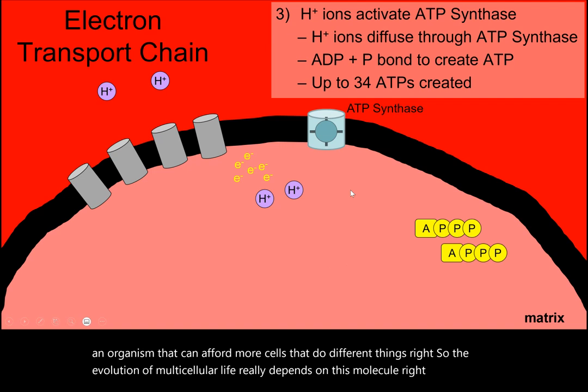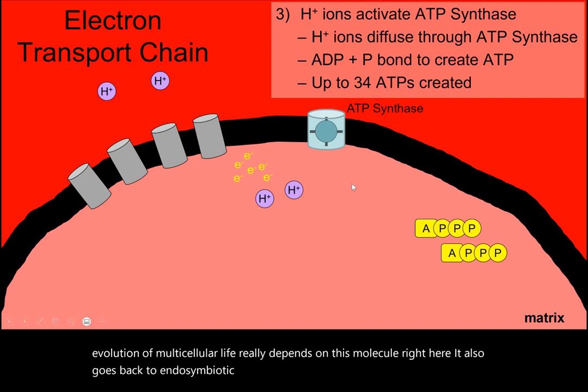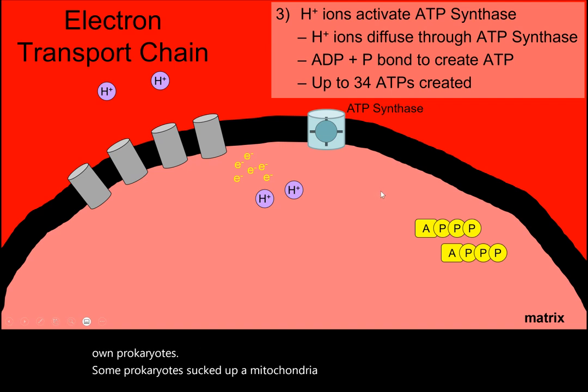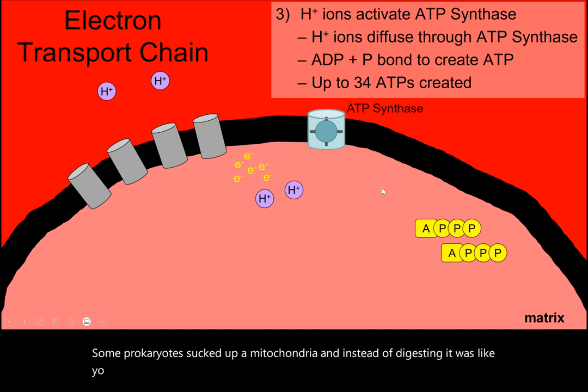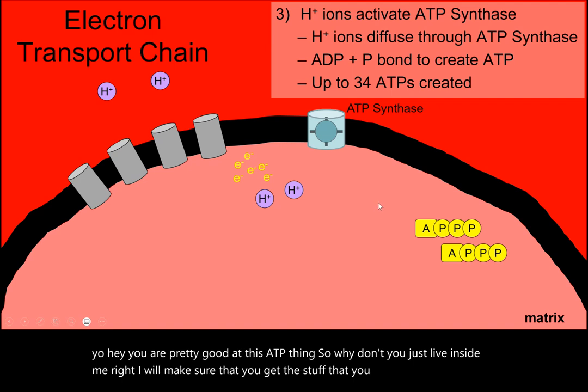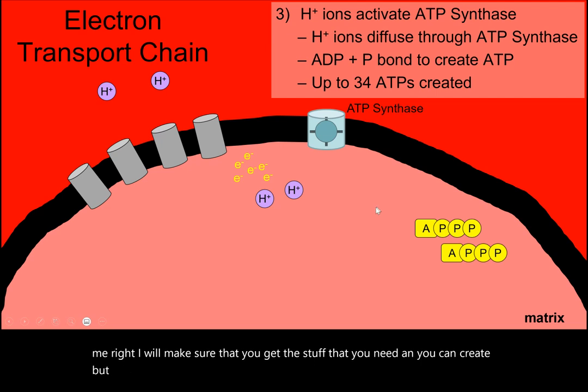It also goes back to the endosymbiotic theory that we talked about, because remember, these mitochondria used to be their own organisms. They used to be their own prokaryotes. Some prokaryotes sucked up a mitochondrion, and instead of digesting it, it was like, hey, you are pretty good at this ATP thing. So why don't you just live inside me, right? I will make sure that you get the stuff that you need, and you can create tons of ATP. And it is after that point that you start to see eukaryotes and multicellular life. It's pretty amazing that it's all down to this, right?